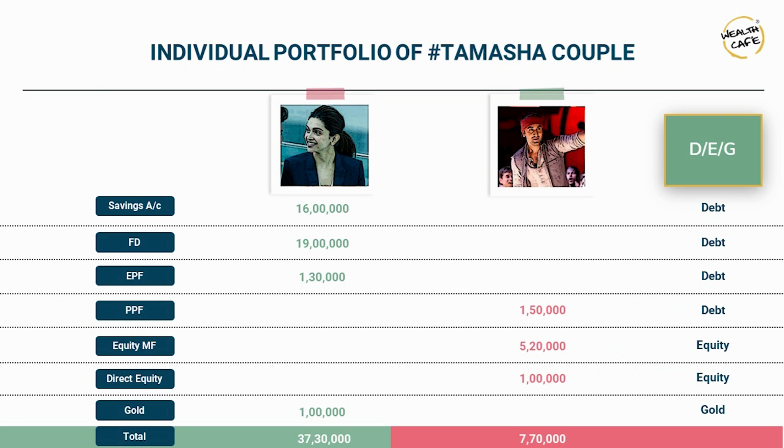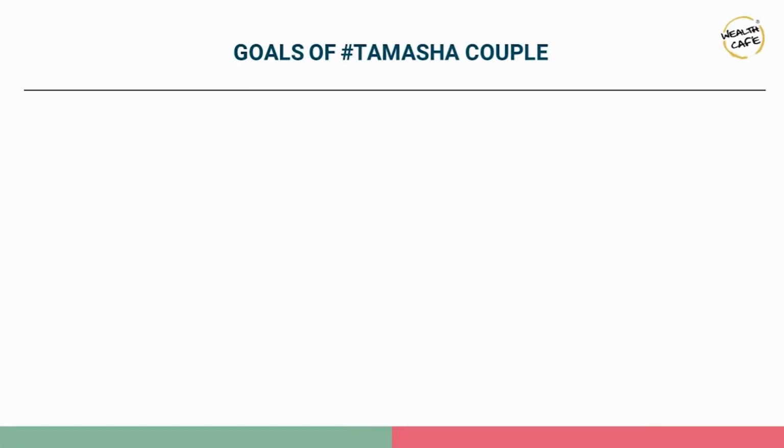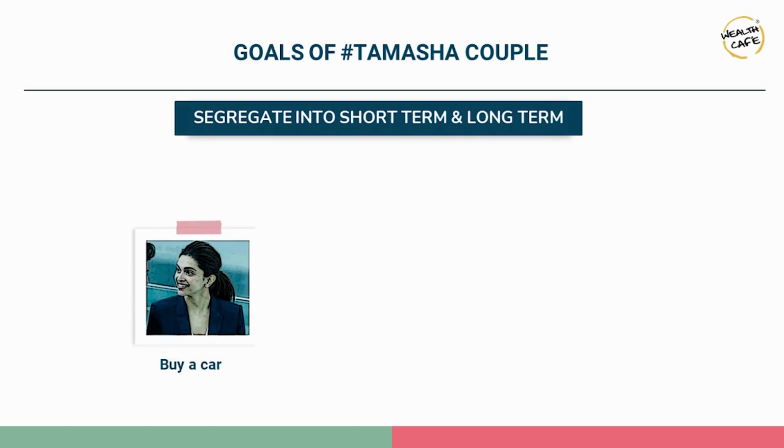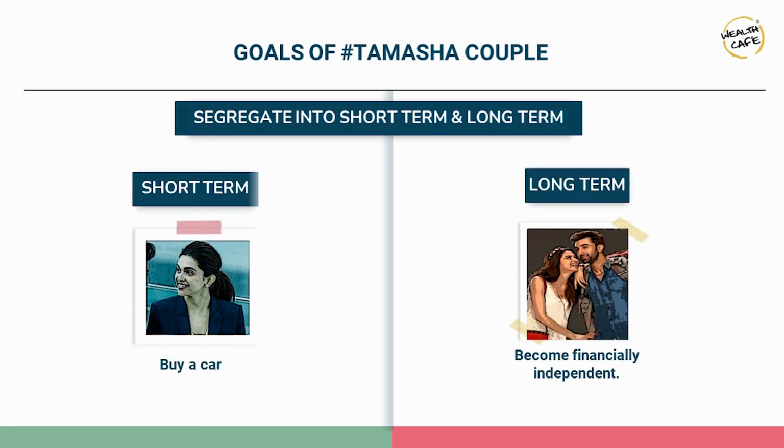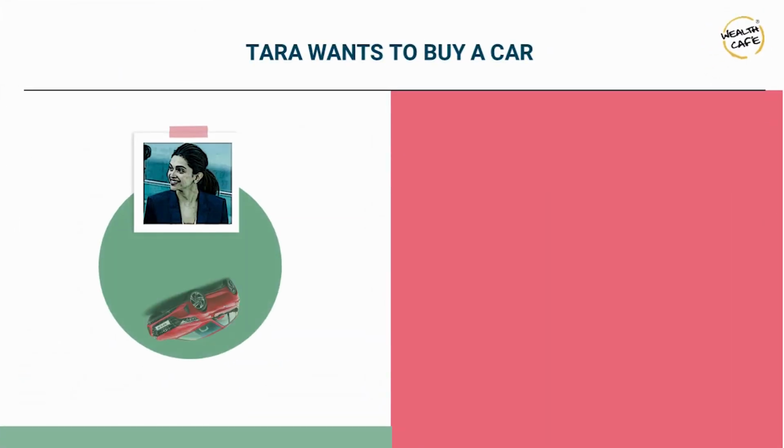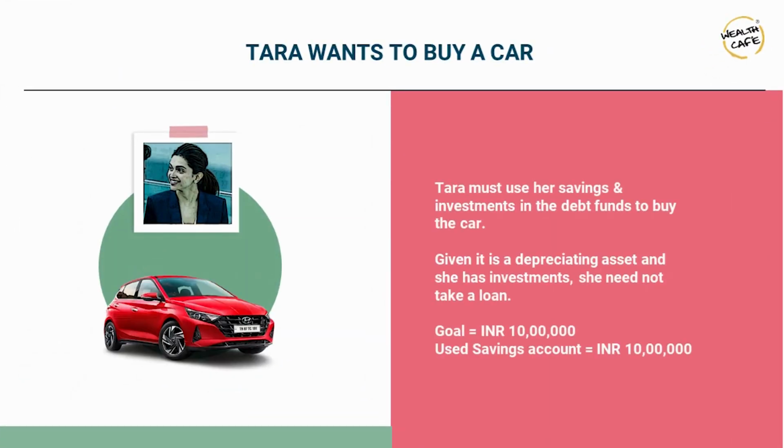When the Tamasha couple sat down and worked on what are the goals that they want to achieve, they could identify one goal that Tara wanted to buy a car and that was classified as a short-term goal, whereas becoming financially independent was the joint goal that they could identify for the long term. Since Tara has an immediate need to buy a car, she can use the money lying in her savings account to fund her goal of buying the car, for which she wants to set aside an amount of 10 lakh rupees.